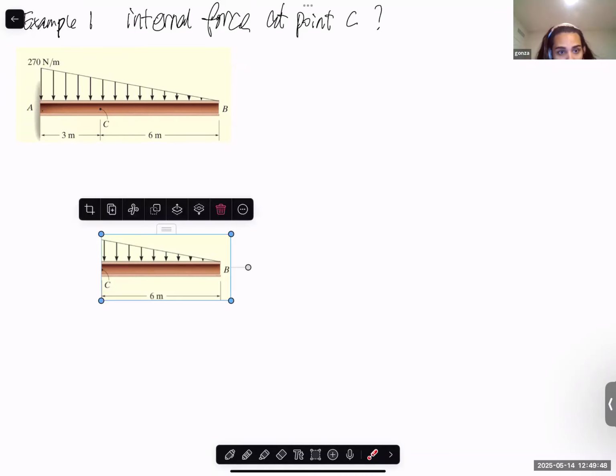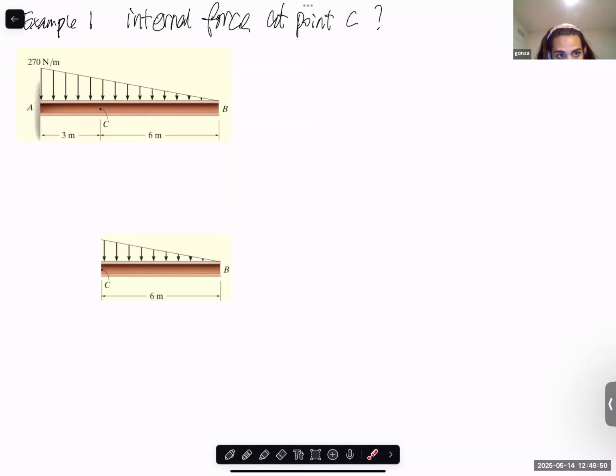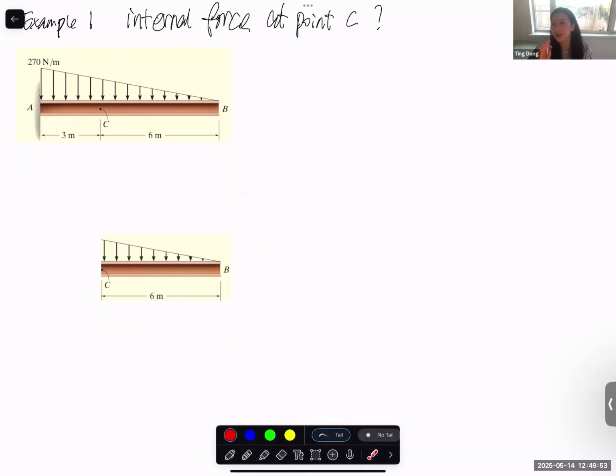Well, for the whole thing, that's just the... Yeah, that's the thing I want to emphasize. You need to be careful because we only take the CB section. So you need to figure out the equivalent concentrated force only for this part. Would it be 810? 810. Why? 6 times 270 divided by 2.